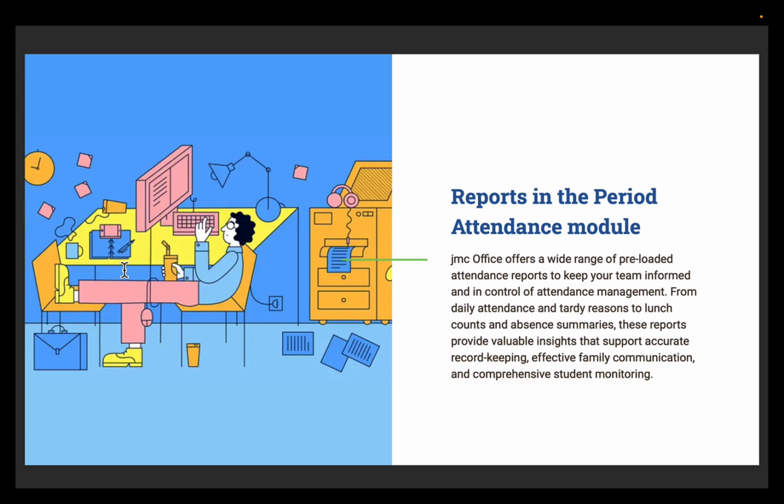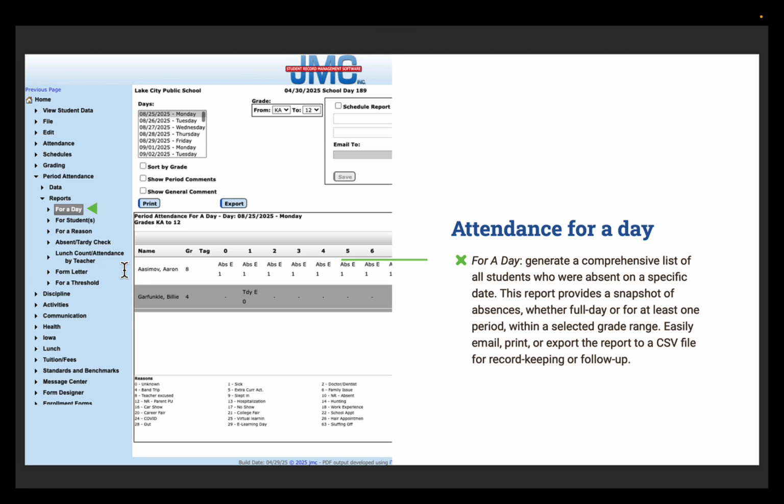JMC Office offers a wide range of preloaded attendance reports to keep your team informed and in control of attendance management, from daily attendance and tardy reasons to lunch counts and absence summaries. These reports provide valuable insights that support accurate record keeping, effective family communication, and comprehensive student monitoring. All right, the first period attendance report is for a day.